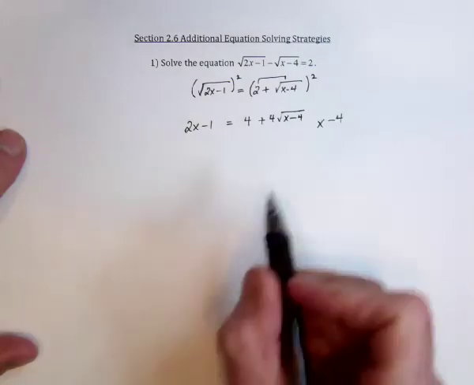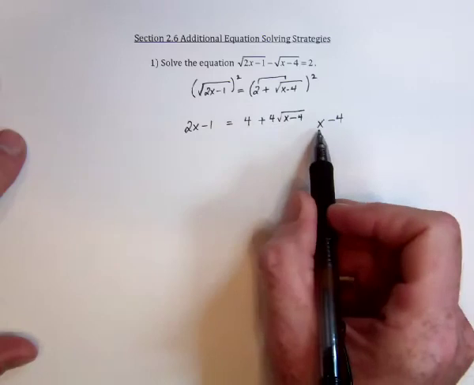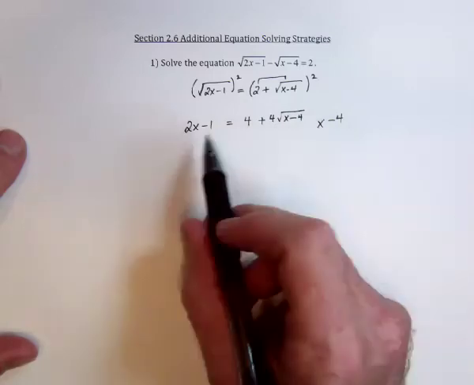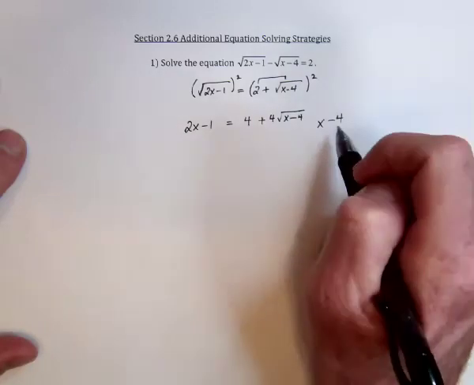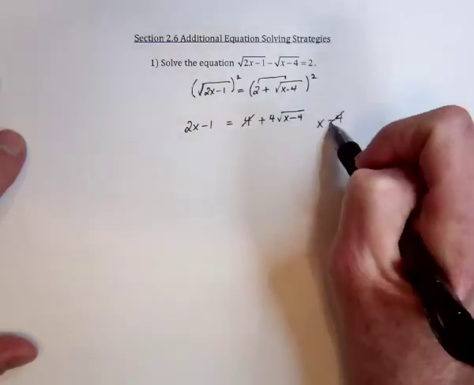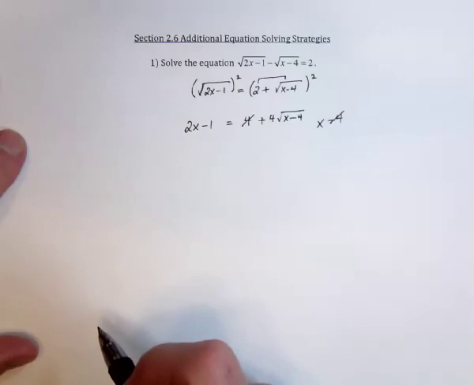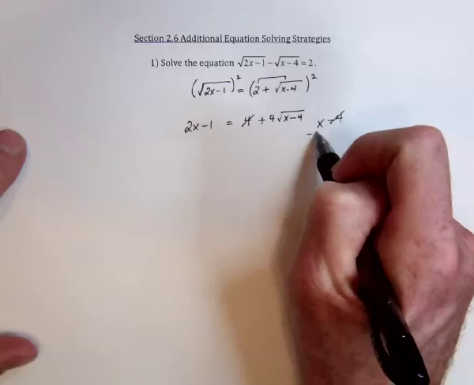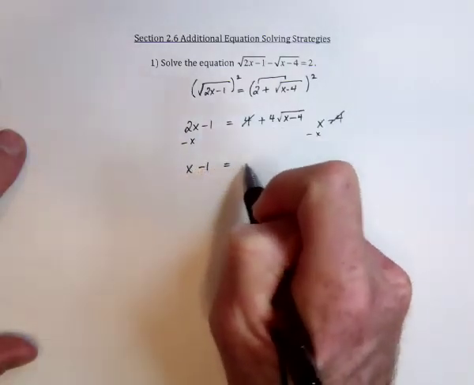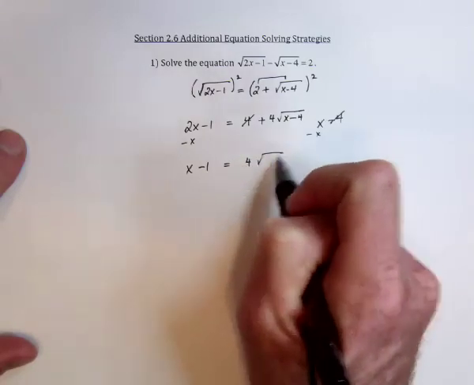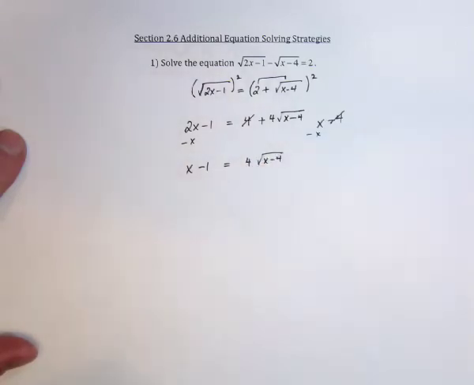Now the fun part with this one is there's still a radical, so we need to take all of these other terms, move them to the left-hand side, and then square again. So one thing to notice is that these two cancel each other out, a positive 4 and a negative 4. So we just need to subtract x from both sides, leaving x minus 1 equals 4 and the square root of x minus 4.